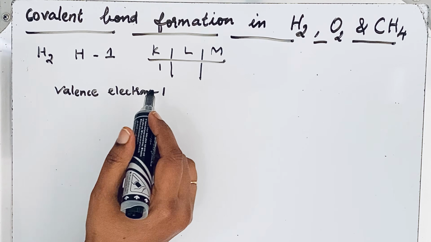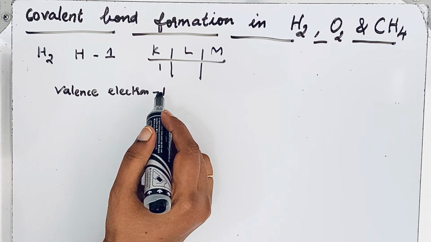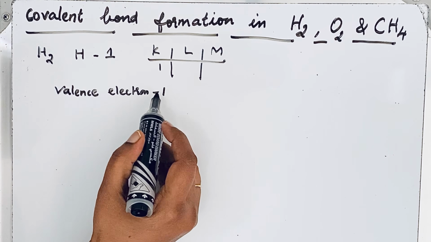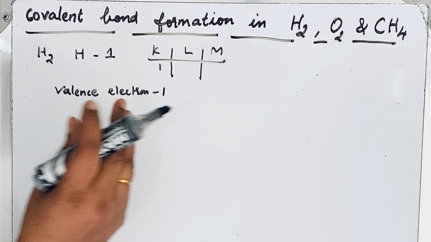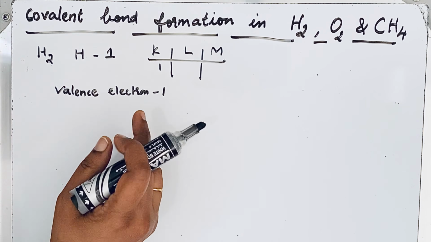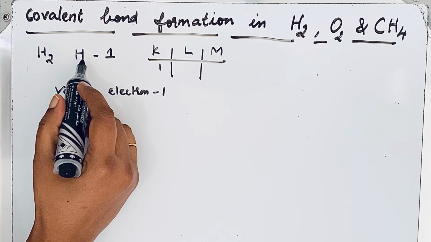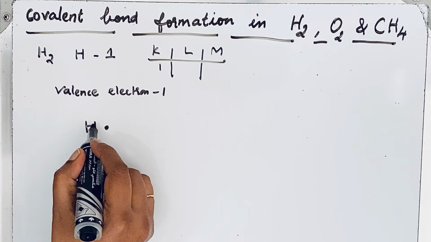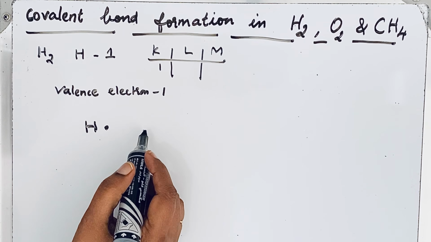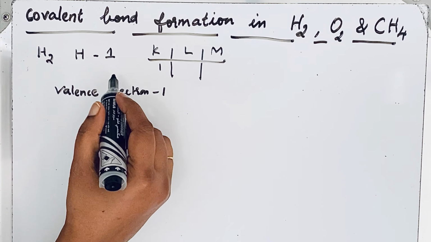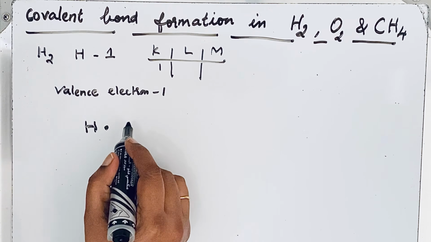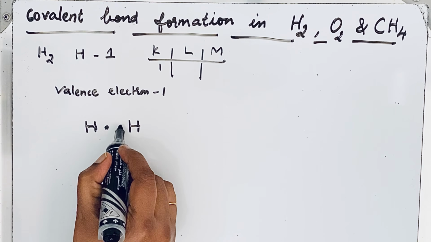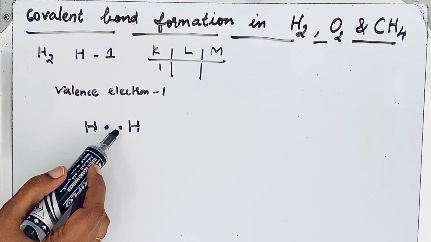To attain the duplet configuration, duplet means 2. The maximum number of electrons in the K shell is 2. So to get the duplet configuration, how many electrons does this hydrogen need? It needs only 1 electron, isn't it? So let us draw this hydrogen with 1 electron. That electron, it will share with the other hydrogen atom. So this is another hydrogen atom with 1 electron.